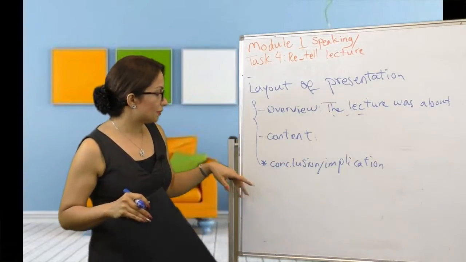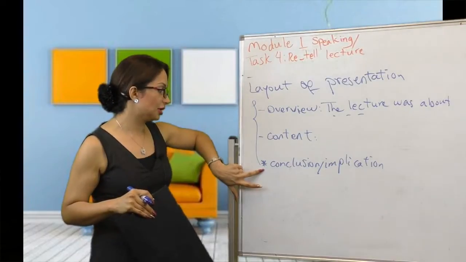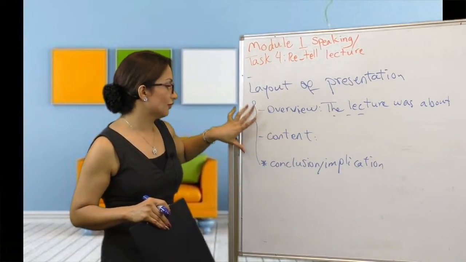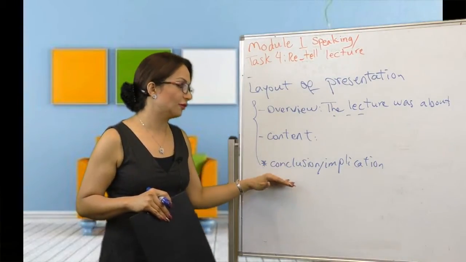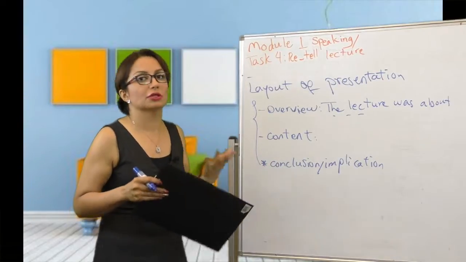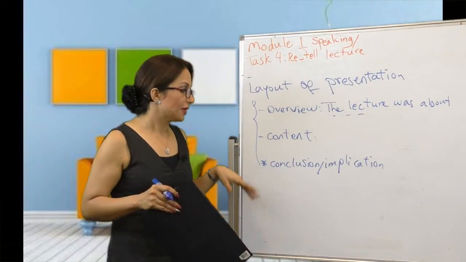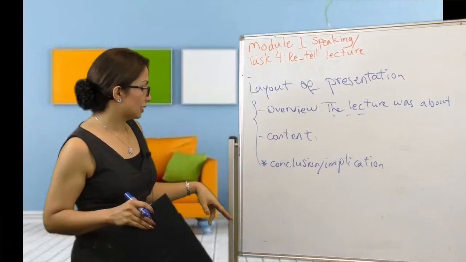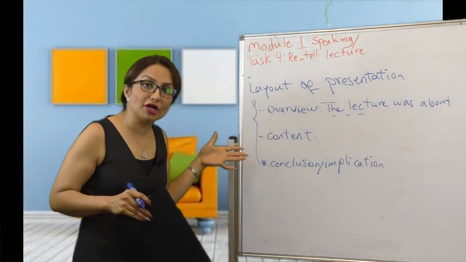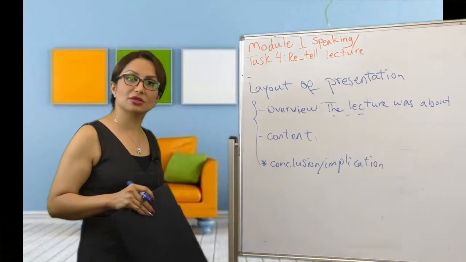And conclusion or implication, I put a star here because, of course, the first priority is content and then it is overview. So if you cannot manage the time for conclusion or implication, just leave it. If you can present a well-organized content, that's fine. But if you can look at the countdown timer on the screen and you see that, okay, you still have 5 seconds. So why not just say something as conclusion?